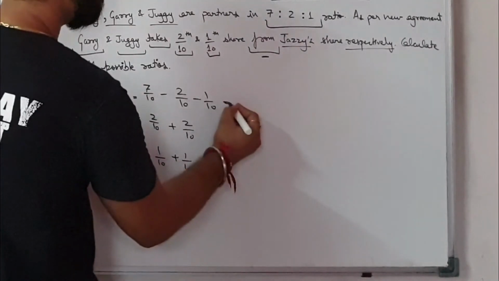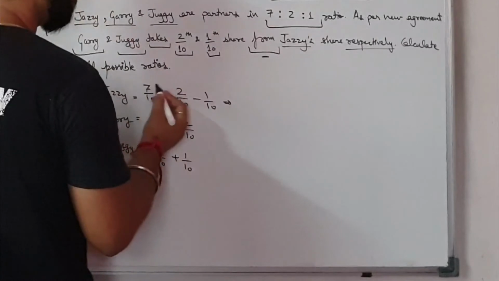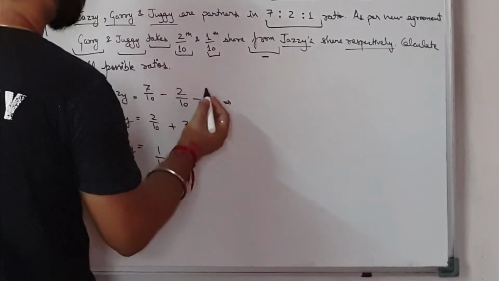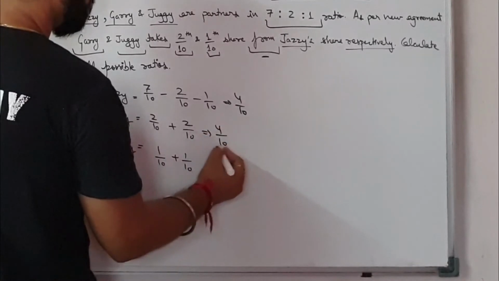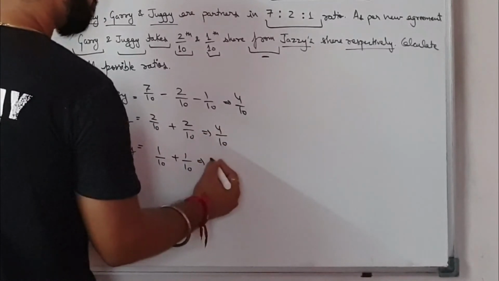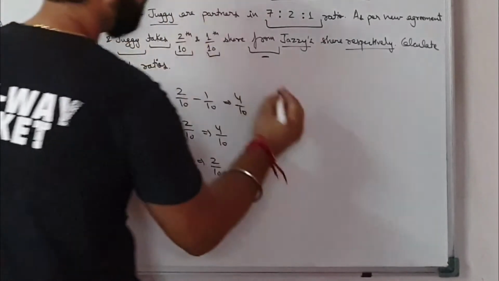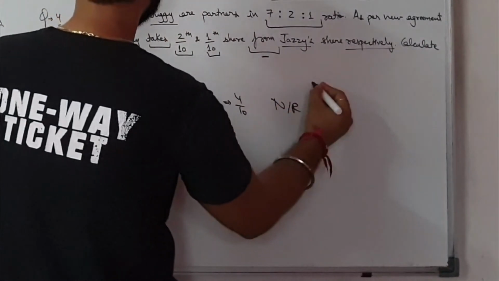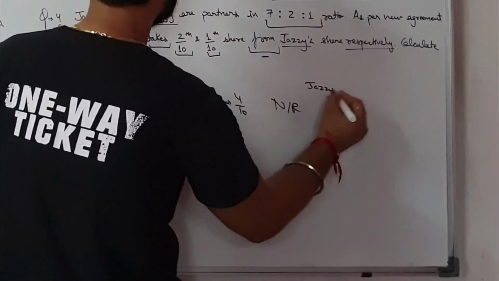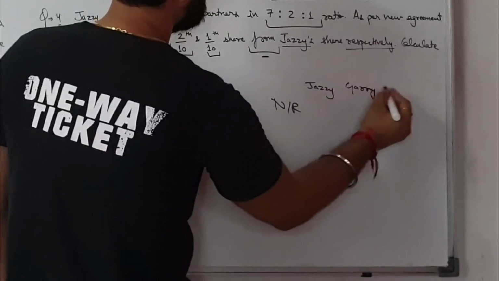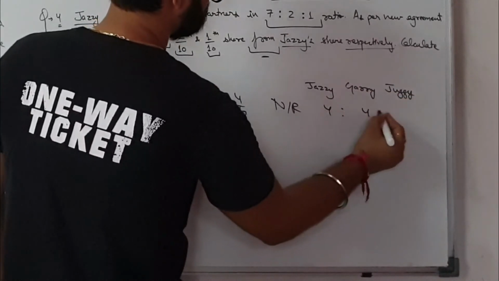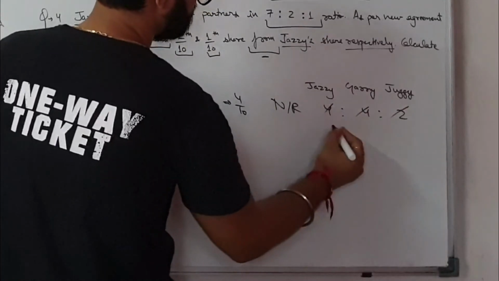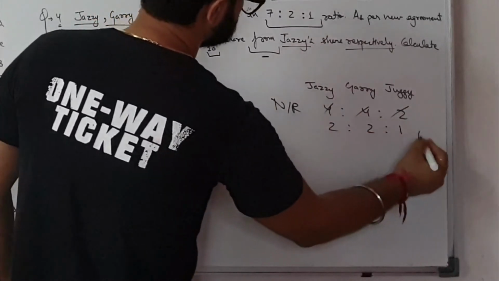Now in this case the bases are the same, therefore 7 minus 2 is 5, 5 minus 1 is 4, 4 by 10. 2 plus 2, 4 by 10. 1 plus 1, 2, 2 by 10. Therefore, the new ratio between Jazzy, Gary and Jaggi is 4 is to 4 is to 2, which can be further divided as 2 is to 2 is to 1.